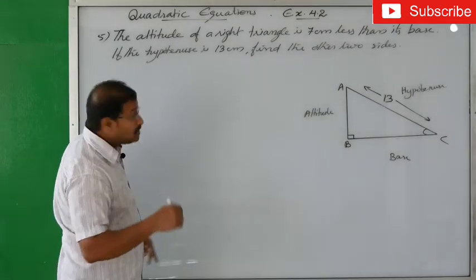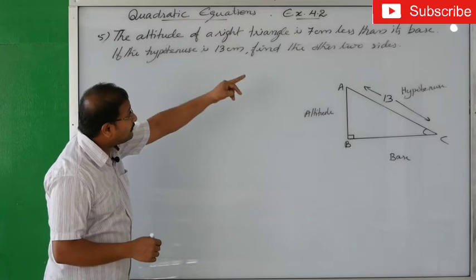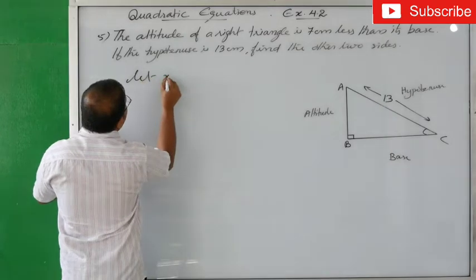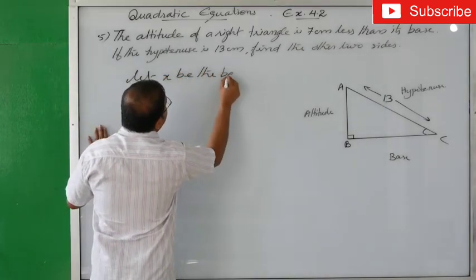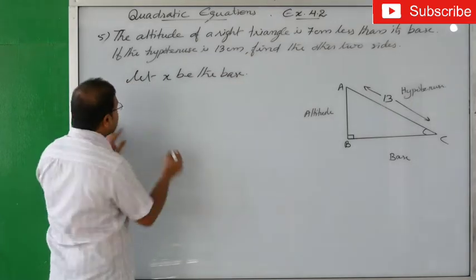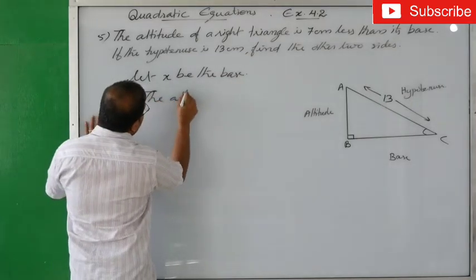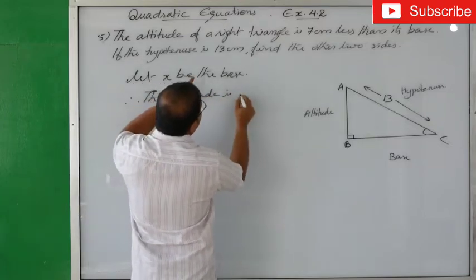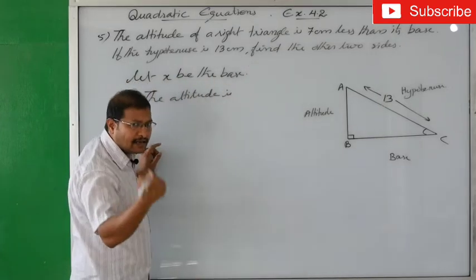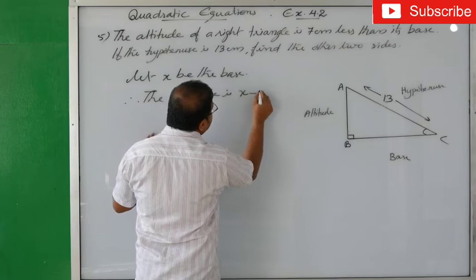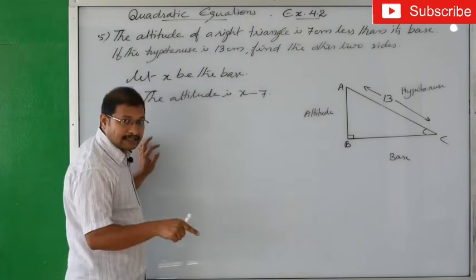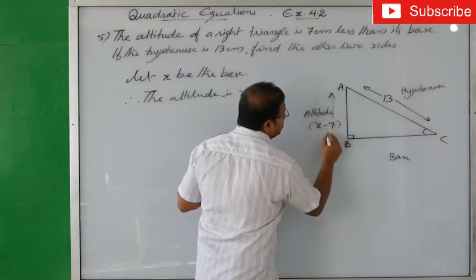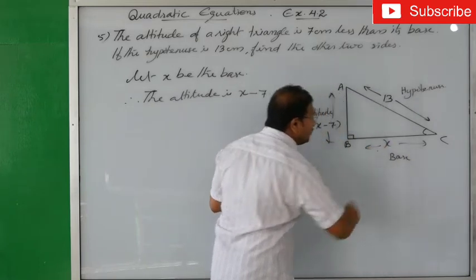Now they gave the condition: the altitude of a right triangle is 7 centimeter less than its base. That means let x be the base. Therefore the altitude is 7 less than the base, that is x minus 7. So here will be x minus 7, and this will be x. Now we will use the Pythagoras theorem.